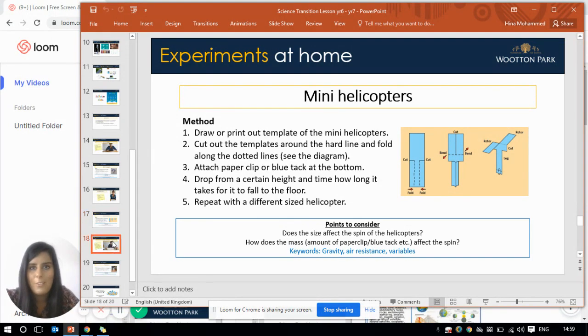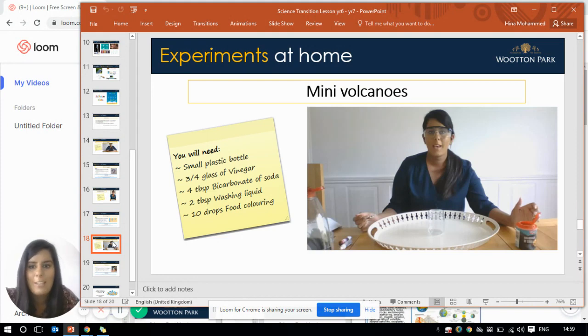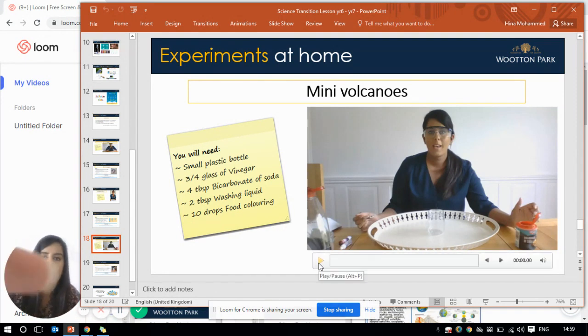Right, moving on to our final experiment, looking at mini volcanoes. So for this, you need a small plastic bottle. You need to make sure it's dry and clean. Three-quarters of a glass of vinegar, 4 tablespoons of bicarbonate of soda, 2 tablespoons of washing liquid, and 10 drops of food colouring, which is optional. So final video I'm going to play for you.